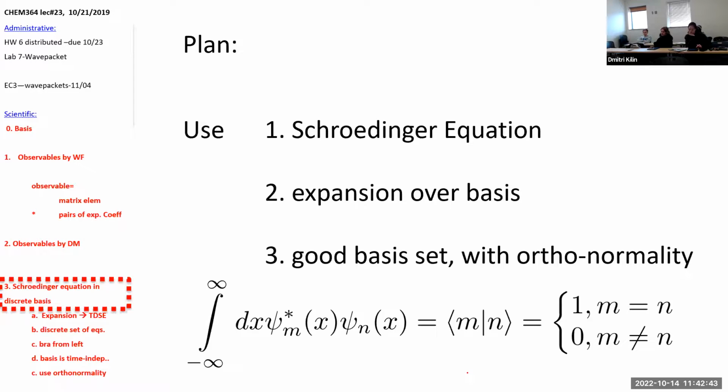Okay. Now, the goal is to write the Schrödinger equation in a discrete basis. And here is a little plan. So good basis functions are expected to be orthogonal. So their bra times ket will be either 0 or 1. Not surprised.